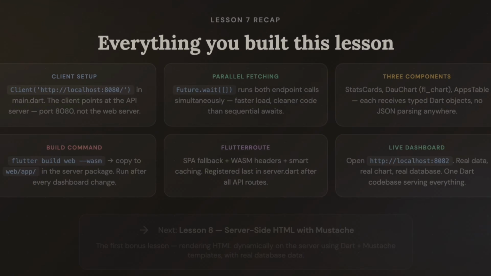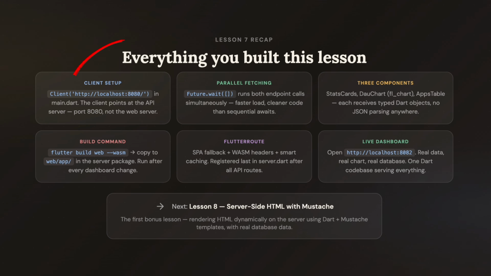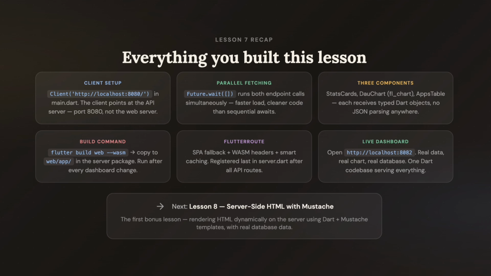Now let's recap the lesson. So we set up the Flutter project with the Serverpod client and FL Chart. Initialize the client in main.dart pointing at localhost port 8080. We built the dashboard page with proper loading and error states, parallel data fetching. You'll get to look at the code in detail in terms of the Flutter side on the GitHub repo link below. We built our widget components, the stat cards for summary numbers, the daily active user chart for the trend line using FL Chart, the apps table with row selection that triggers a chart update.